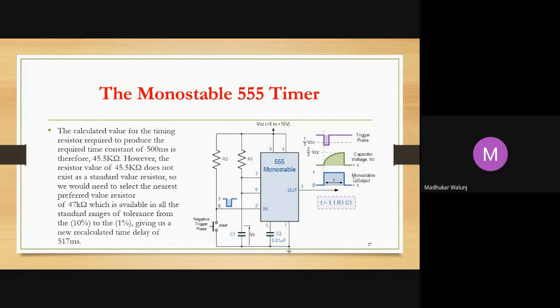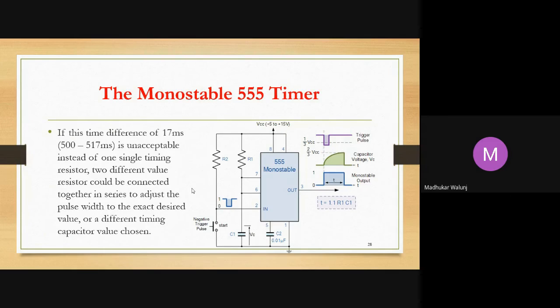So the timing resistors are required to produce the required time constant. In our case, a 45.5 kilo ohm resistor and a 10 microfarad capacitor are needed to generate a 500 millisecond pulse, or we can say a 0.5 second pulse. Suppose the 45.5 kilo ohm value does not exist, what will happen? For that, we have to take a 47 kilo ohm resistor, which has some tolerance of 10% to 1%. With that, the new calculated value will be 517 milliseconds.